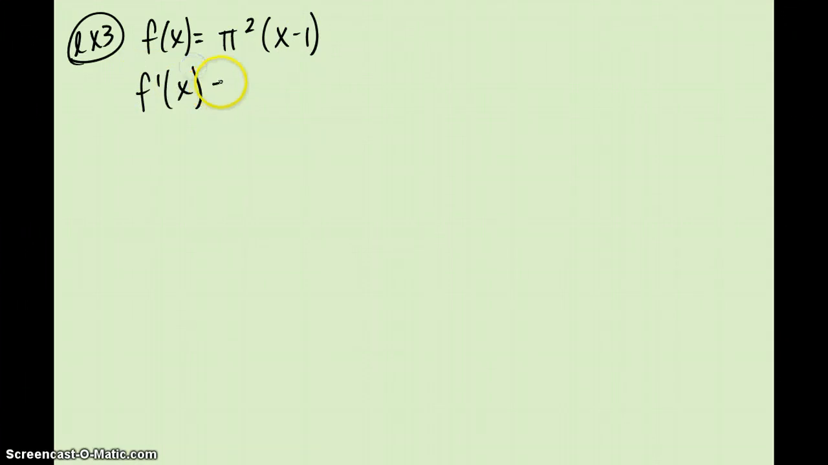Okay, what if I asked you to derive pi squared times x minus 1? The derivative here, pi squared is just a constant, times the derivative of x minus 1 is 1, so this derivative would just be pi squared. So you don't always need the product rule. What you guys are going to develop the more you practice problems is recognizing when to use the product rule. You don't need it here because pi squared is not a function in terms of x.